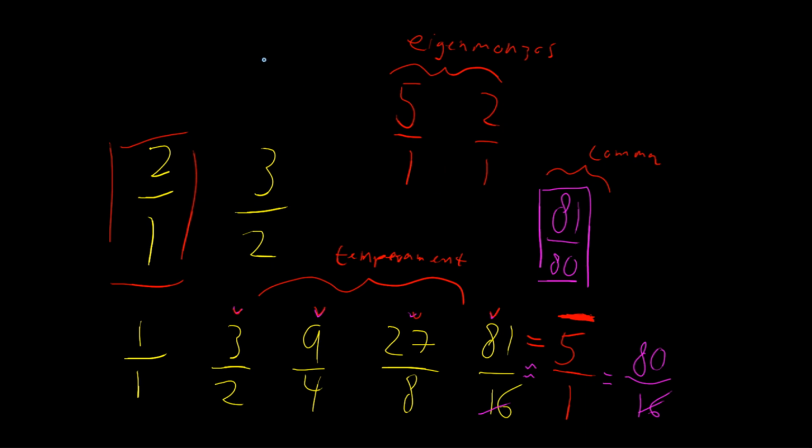Now, this 81 on 80, it helps to be able to represent, let me pick a new color, complicated or more complicated ratios like this, and even more complicated ones, in a simpler way that helps tell you about how it came about. So we can just dissect this into a bunch of prime numbers.